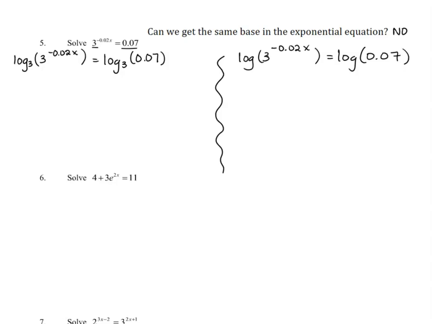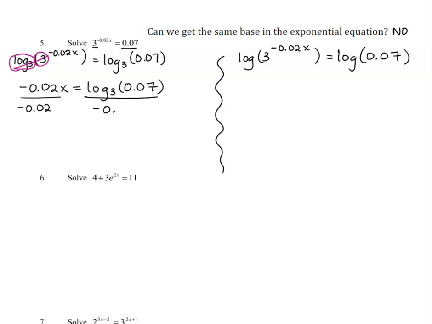So if you use a log with a base of 3, what happens here is this log base 3 and this exponential base of 3 cancel out and simply leave us with negative 0.02x. And then to finish solving for x, we would need to come in and divide both sides of this equation by negative 0.02. And then we're left with this as our answer. If we needed to put this into the calculator, we could use the change of base formula to write the expression that's in the numerator in the calculator.